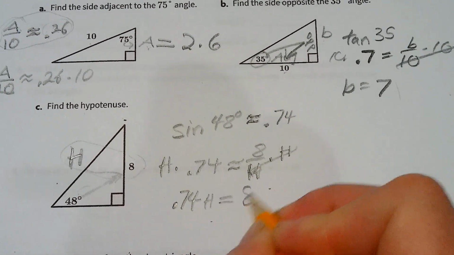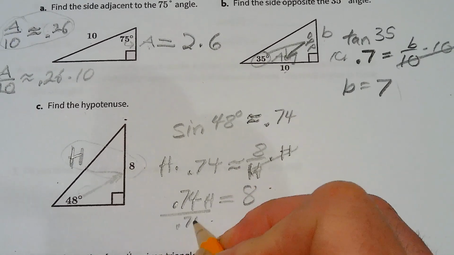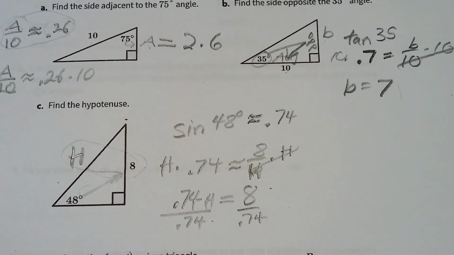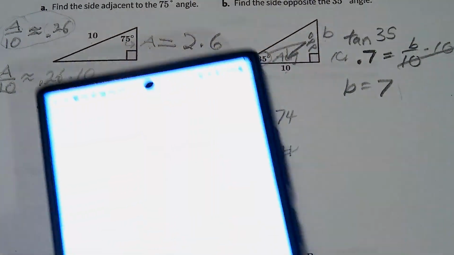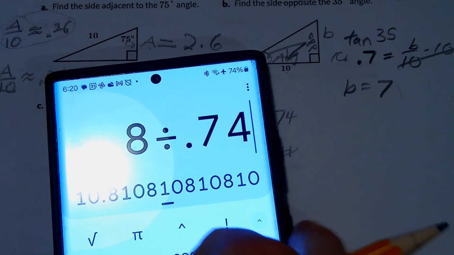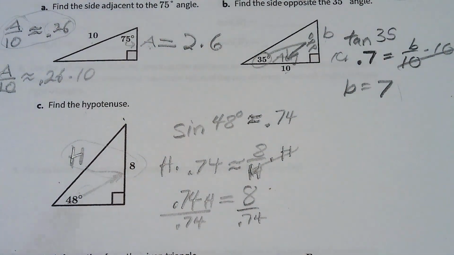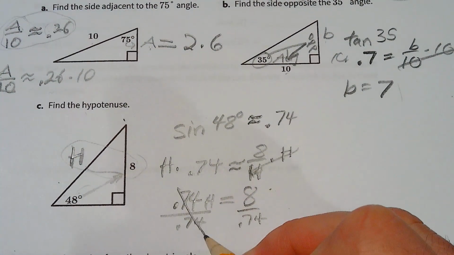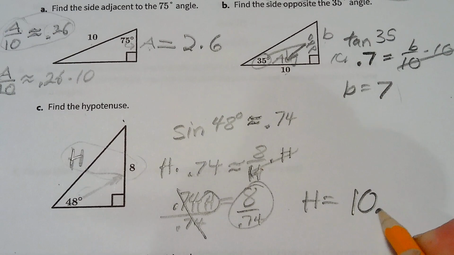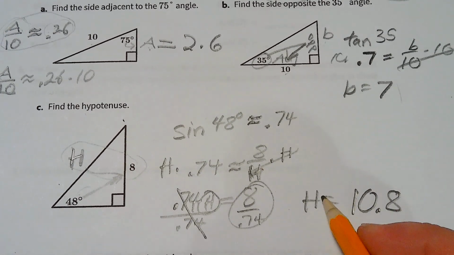And these are cleared out, and this is 8. But now there's an extra step. Divided by 0.74. And then you have to do 8 divided by 0.74. 10.8. H equals 10.8 approximately.